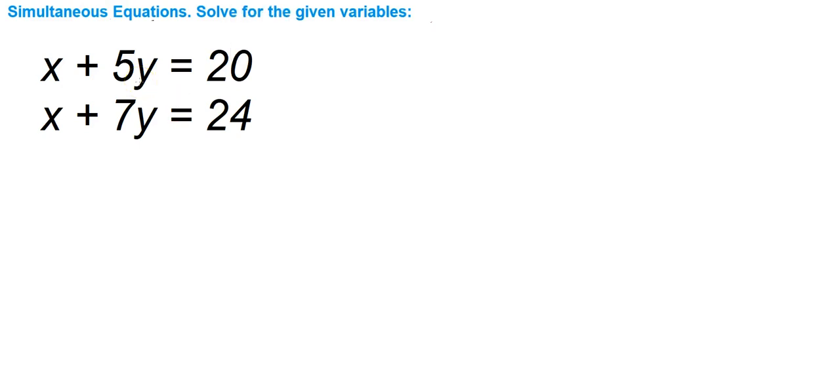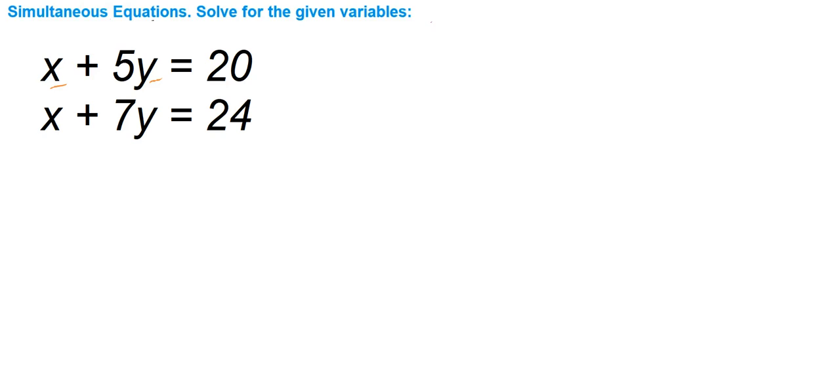We're asked to solve for the given variables, and we have a pair of simultaneous equations. There's a pair of equations right there, and we've got unknowns in both. So these are the given variables. We've got x, y, x, y. For these kinds of equations, the value of this x is exactly the same as this x. The value of this y is the same as this y. And when we come up with the value of x and the value of y, it makes each of these equations true.